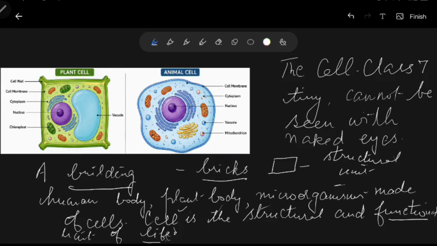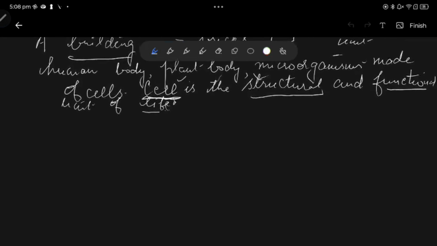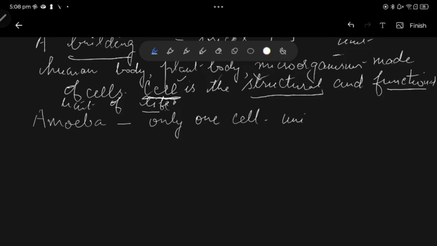And all the structural things of an organism are made by cells, just like a building is made up of many bricks. In the same way, living organisms are made up of cells. Some organisms like amoeba consist of only one cell. So they are called unicellular organisms.